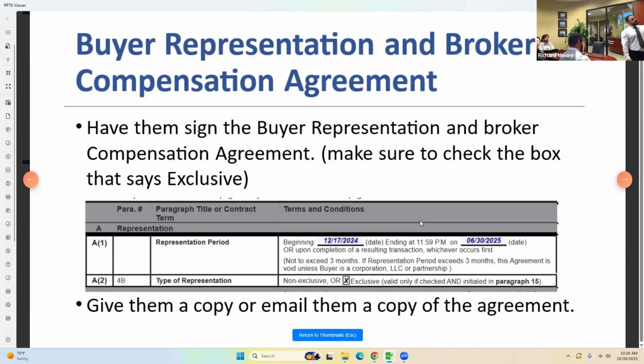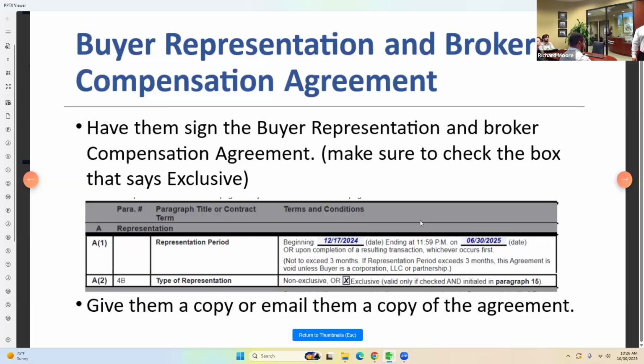So this is a section of the BRBC that shows you cannot exceed 3 months on the representation. And if you go beyond 3 months, then it's not valid. At the end of the 3 months, you can either extend it or write up a new one.